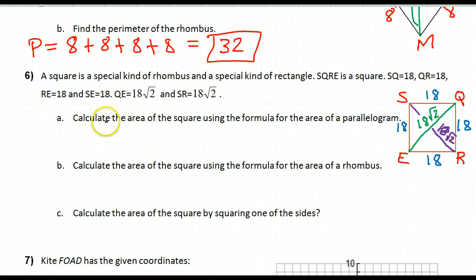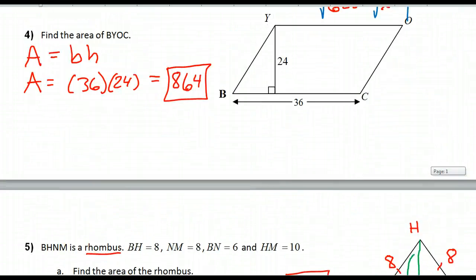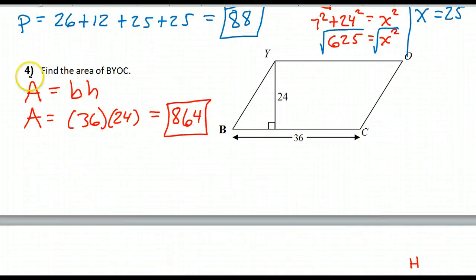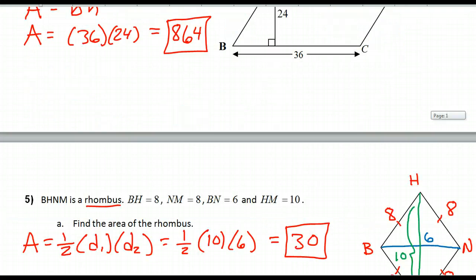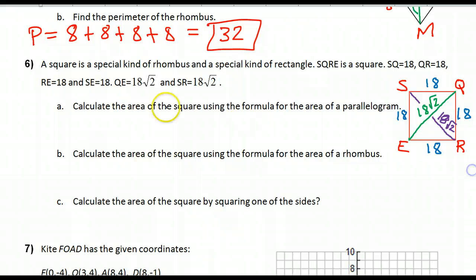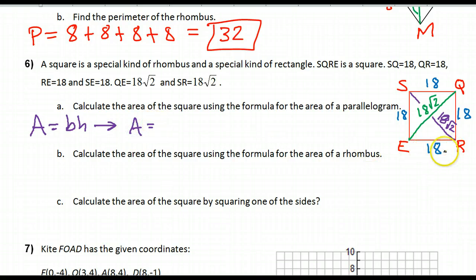Okay, so calculate the area of the square using the formula for the area of a parallelogram. Well, we did the formula for the area of a parallelogram on number 4, base times height. So if I want to find the area of this square that way, I can just do area is base times height. That means area is going to equal, now the base is 18 and the height is also 18. So base times height, 18 times 18. So that's 324.